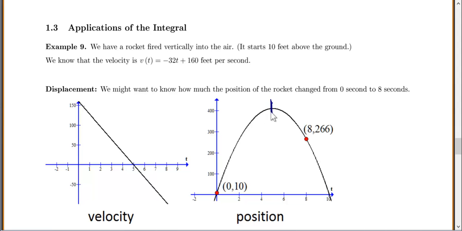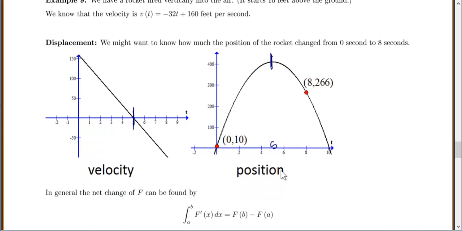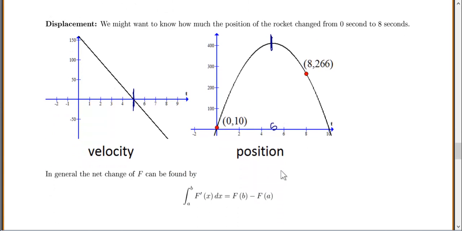So where did it turn? Well, it should turn wherever my derivative is 0, or right here at 5 seconds. So it started turning at 5 seconds. And that's just kind of an interesting note, which we'll use later. Okay, but how much did my position change? So I went from 10 to 266. So it should change by 256.